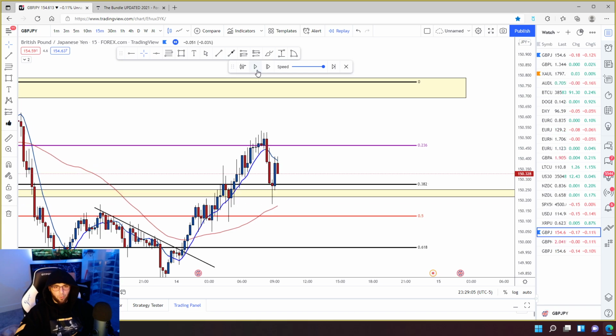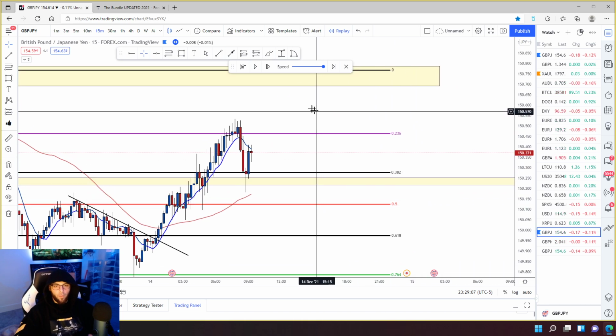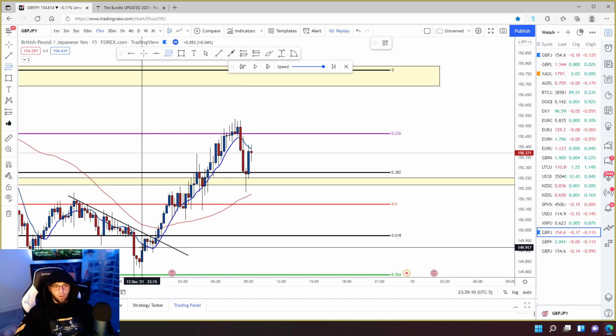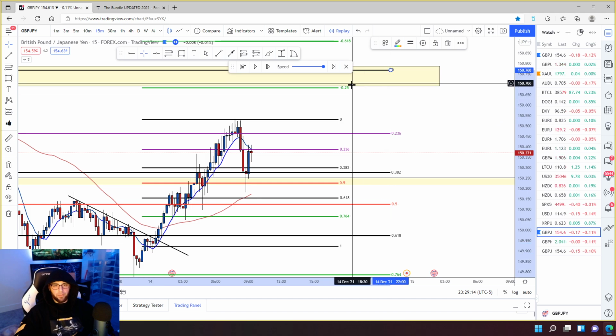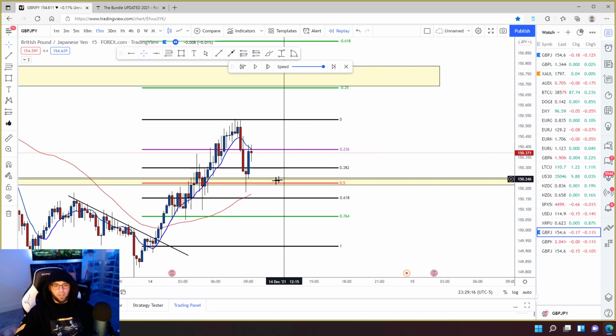Now there's most likely going to be a pullback. Oh, look at that. So now we have a pullback, and now look at this. Now we have what we call a drag and bag. It's basically a fib within a fib. So we're going to remove this fib. And then look at this. We have a solid break and retest of this area.